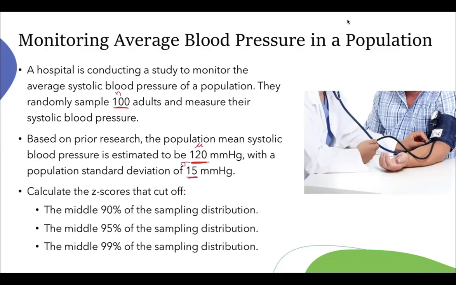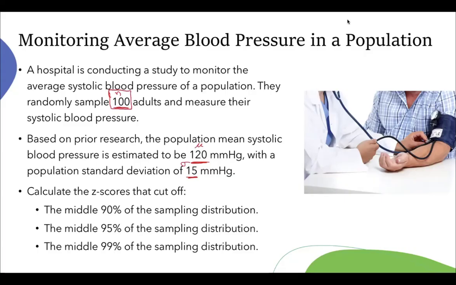Calculate z-scores that cut off the middle 90% of the sampling distribution, the middle 95% of the sampling distribution, and the middle 99% of the sampling distribution. Now we're working with a sampling distribution because we're sampling 100 adults here. So let's take a look at how we do this with the calculator.